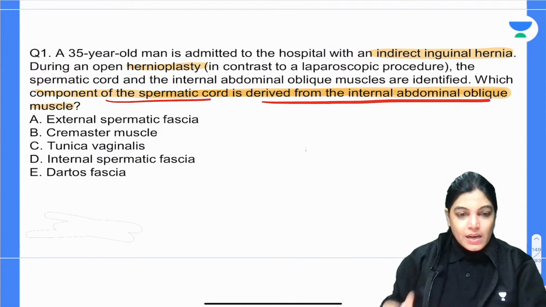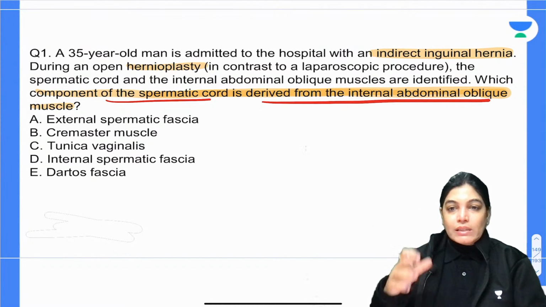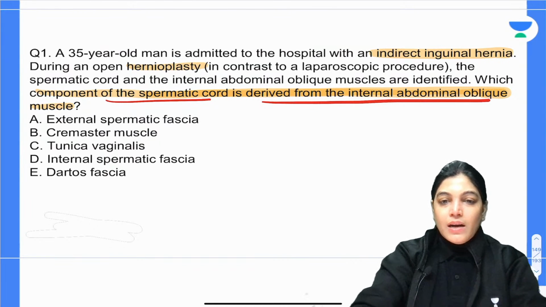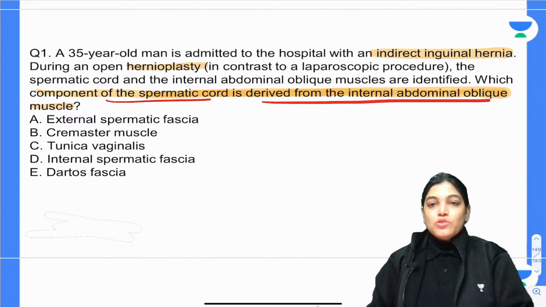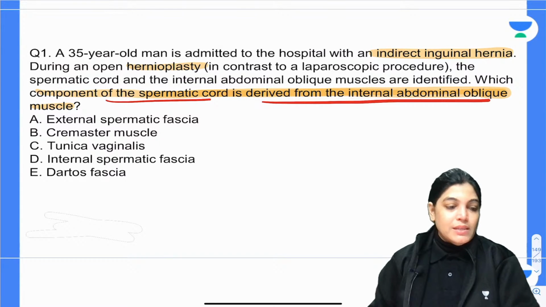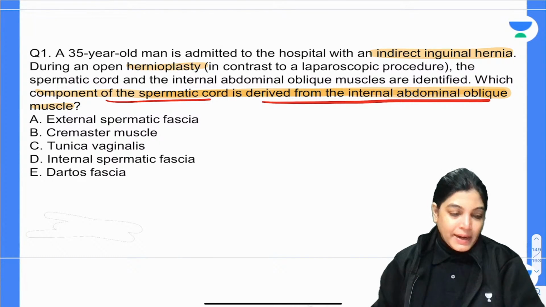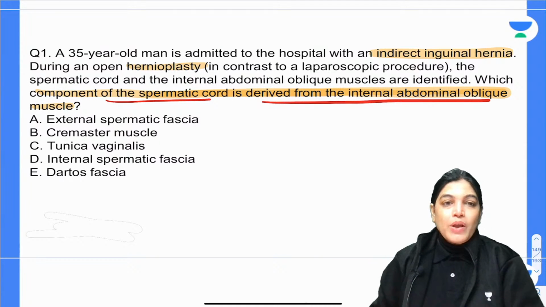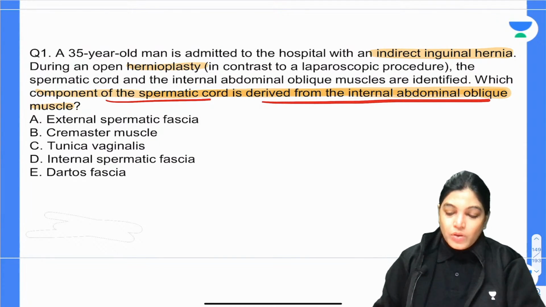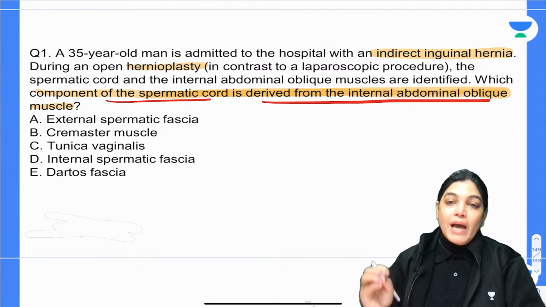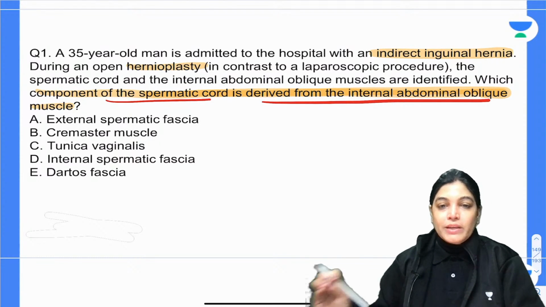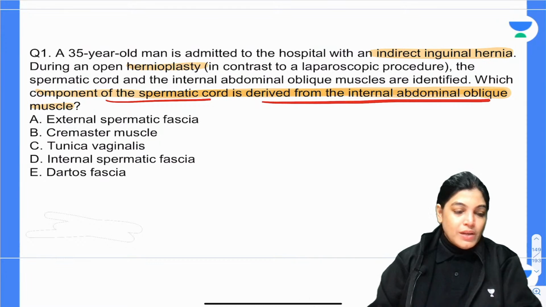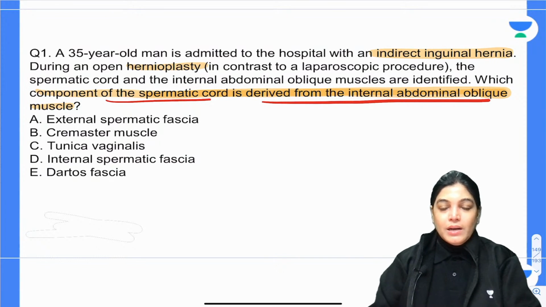So my dear aspirants, it is very important that you know all the layers of the spermatic cord and the coverings it has, and which abdominal muscle layer or aponeurosis each is derived from. So you have to choose the right answer. So I got an answer from Bablu, I got an answer from Selva. Okay, so let me explain it. Here we have to know which layer of the abdominal wall muscles corresponds to which layer of the spermatic cord. This will help us understand the correct answer.